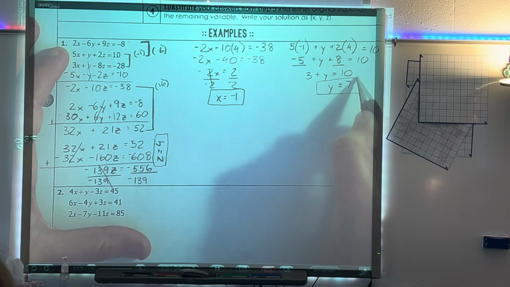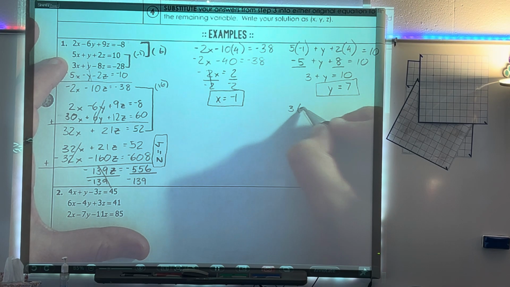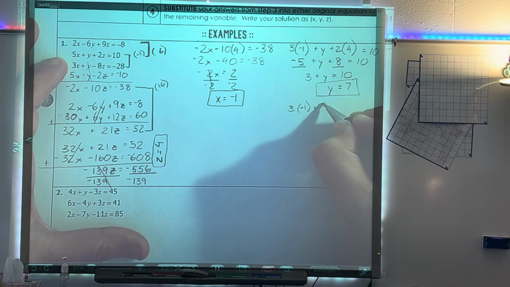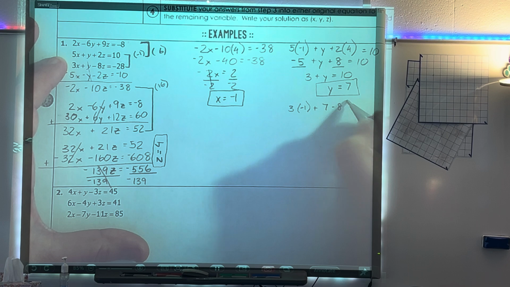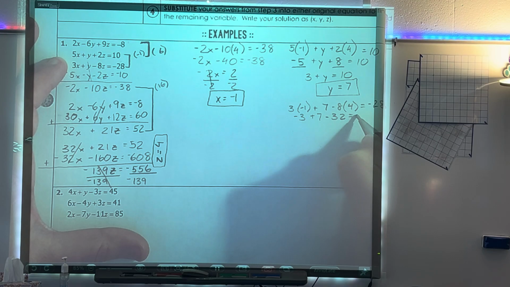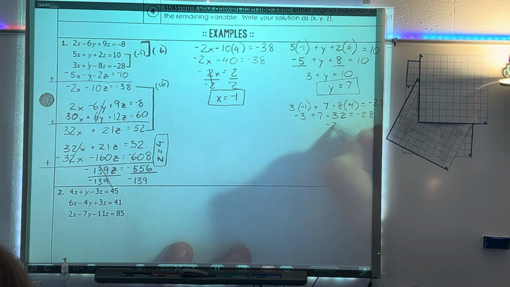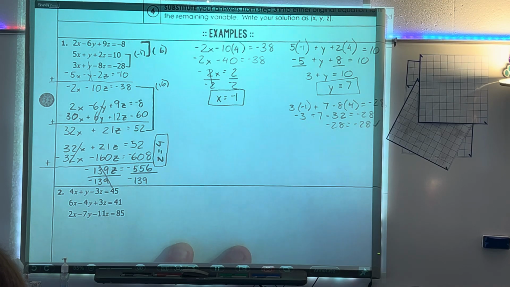Alright, so then to make sure that works, I'm going to use this equation right here and plug them all in and make sure I get what I'm supposed to get. Does that make sense? Yes? Okay. So I've got 3 times x, which is negative 1, plus my y value, which is 7, minus 8 times my z value, 4, and all that better be negative 28. So this is negative 3 plus 7 minus 32, and it's supposed to be negative 28. Negative 32 and negative 3 is negative 35, add the 7, negative 28. It works. So I can check that, it's good to go.